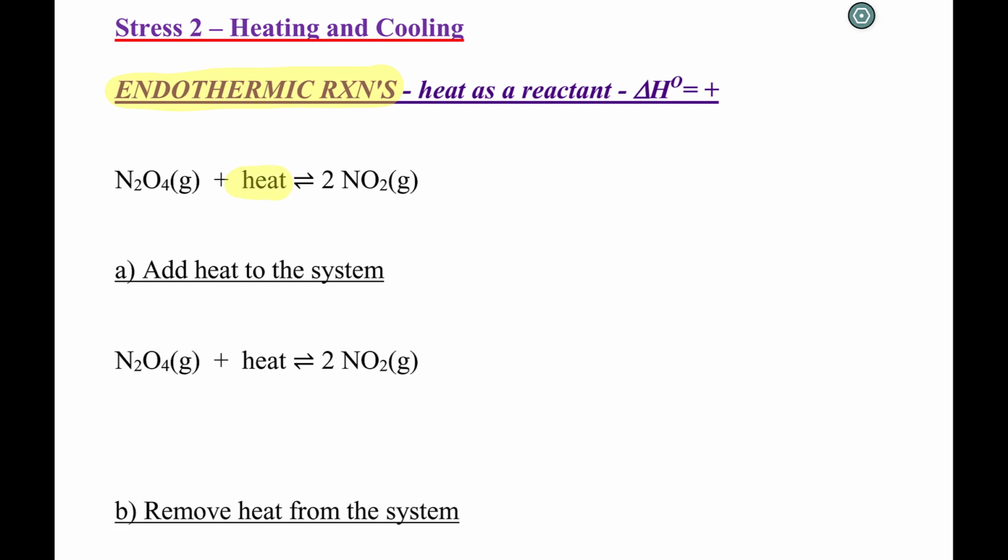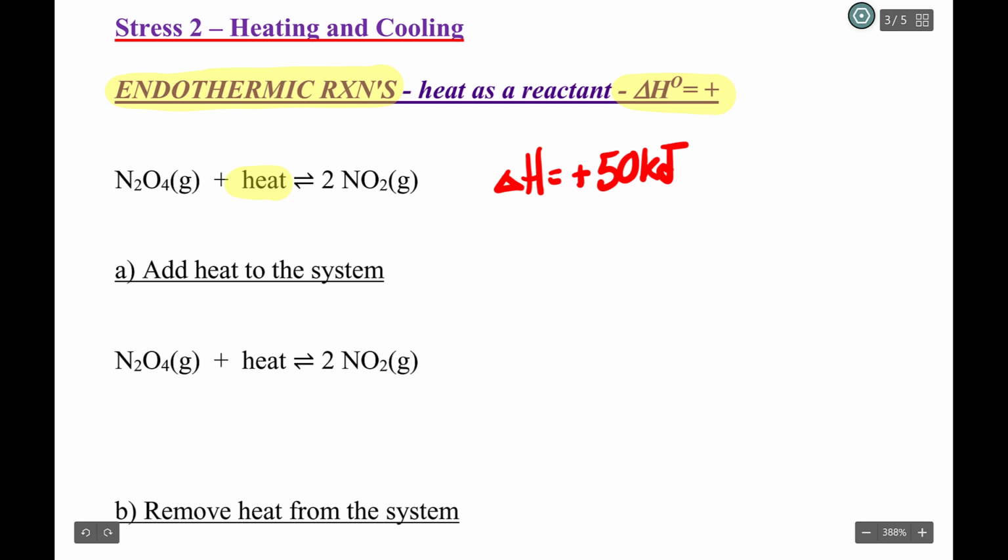Just as a quick reminder, endothermic reactions will either have heat written or energy or a value written on the reactant side, or will be written out as an enthalpy value as being positive. So if it was delta H notation, instead of having heat written on the reactant side, it might have something like delta H is positive, and I'm just making up a number here, 50 kilojoules.